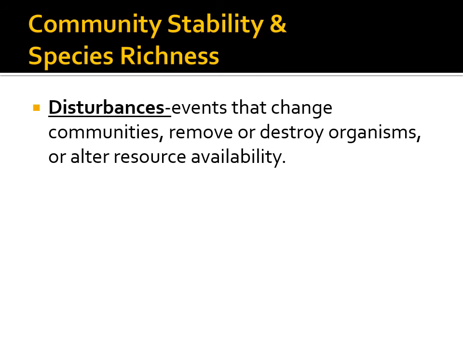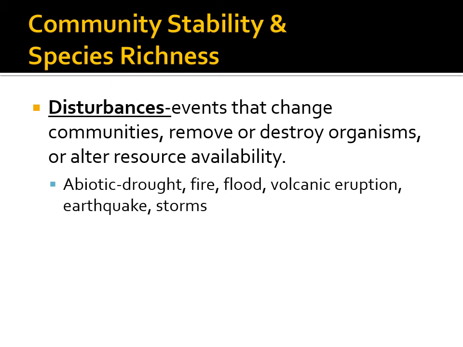Now, we're going to talk a little bit about community stability and species richness. In any community, there's usually a type of disturbance that occurs. This is any event that will change communities, remove or destroy organisms, or alter how resources are available. A disturbance can be abiotic, that means it's caused by a non-living thing. For example, it could be a drought, a fire, a flood, volcanic eruptions, earthquakes, big storms. All of these can disturb a community and wipe out organisms, wipe out resources, and cause a change to happen in that community. It might not ever be the same again.